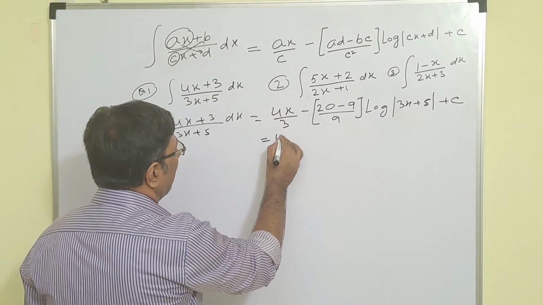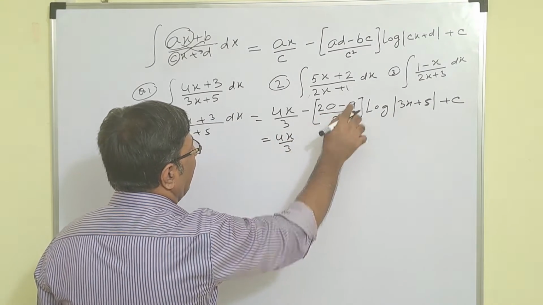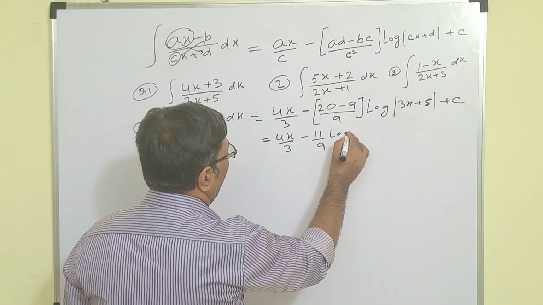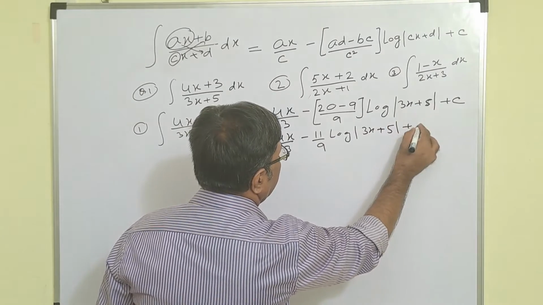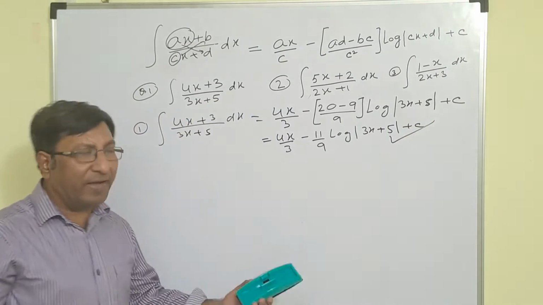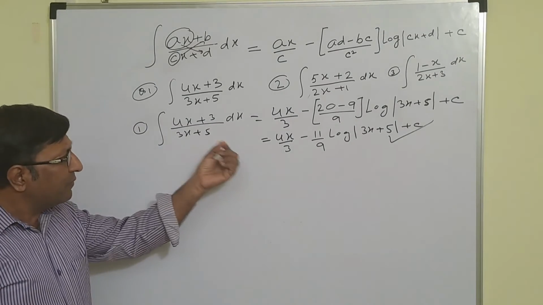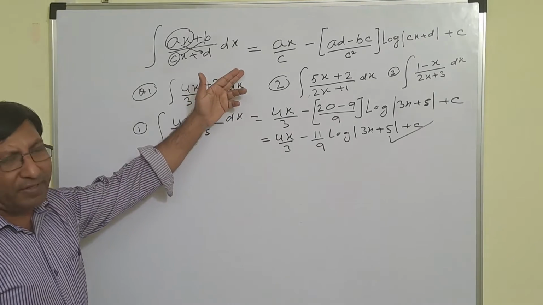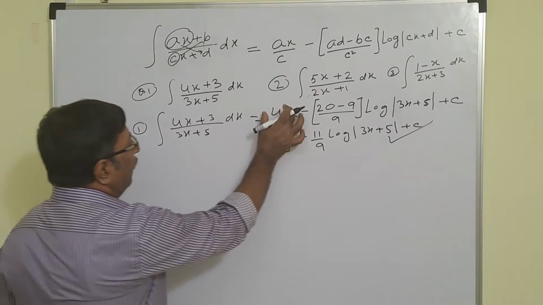If you solve this, this is 4x by 3 and this is 20 minus 9, 11. So this is minus 11 upon 9 log of 3x plus 5 plus c. This is the right answer, very easily. So you saw that you can solve this type of question in a very simple, very easy way if you remember this format. And this format is absolutely easy and simple.